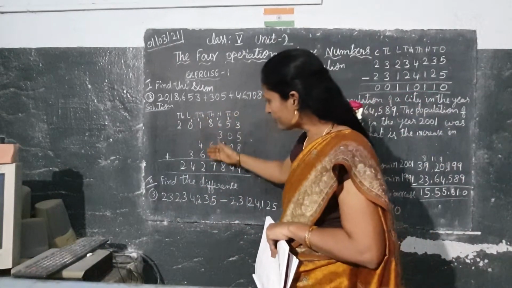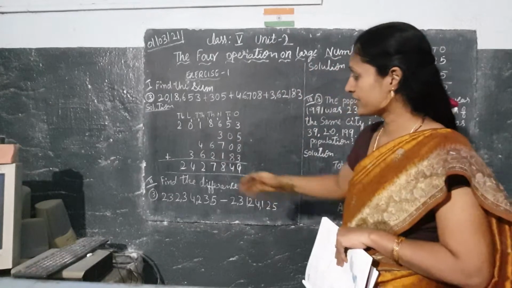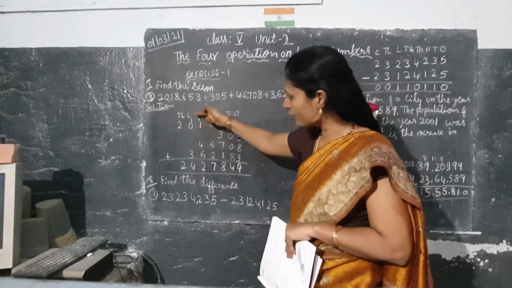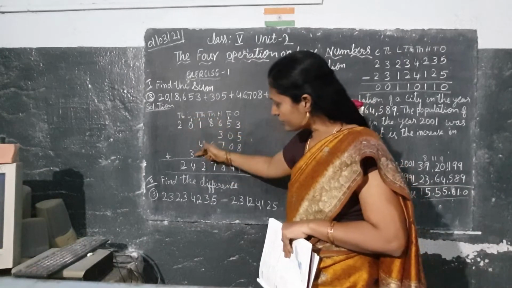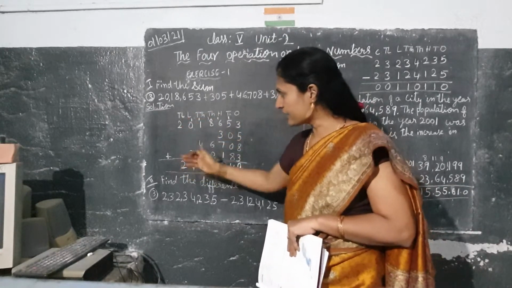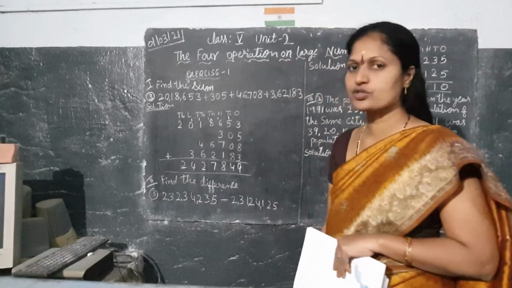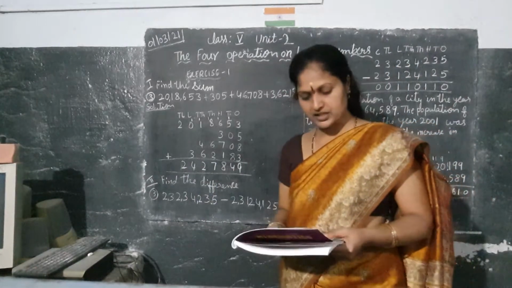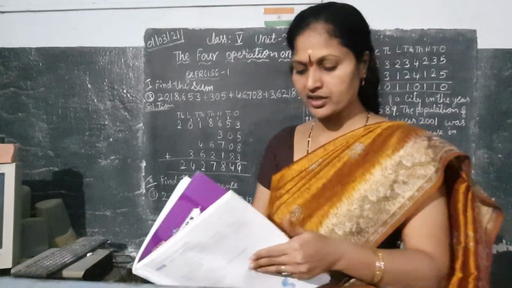And now you have to move to the ten thousands place. Then 6 plus 4, 10. 10 plus 1, 11. 11 plus 1, 12. 1 carry and 2. This 3 plus 1, 4 you will get, and the remaining ten lakhs is 2. Like this you have to do the addition, children. Okay. And more sums are there. All you have to practice, children.